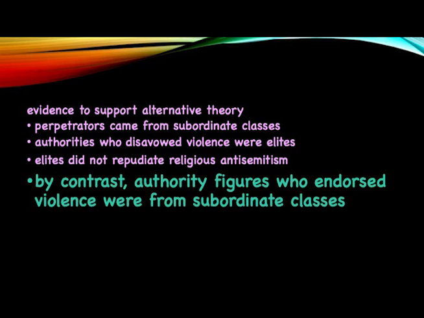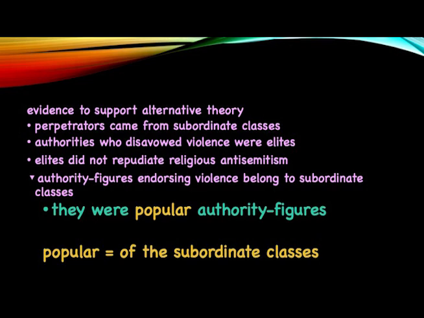By contrast, authority figures who endorsed and incited the violence came from the subordinate classes. They spoke the people's language, again, literally and figuratively. When they drew on official religious positions on the Jews, they interpreted them in ways that made sense to the subordinate classes, but may not have been considered legitimate to the religious elite. These men were popular authorities. By the term popular, I mean of the people or of the subordinate classes. This term serves to define something or someone as belonging more to the subordinate classes than to the elite classes.